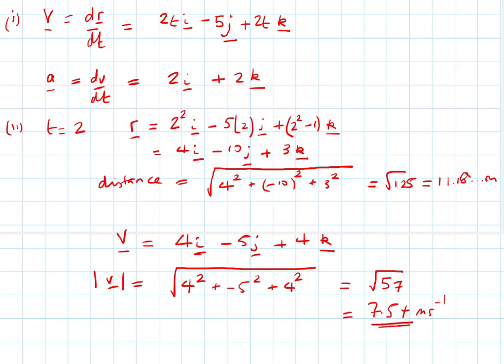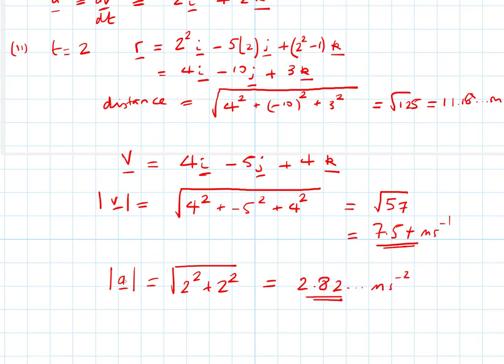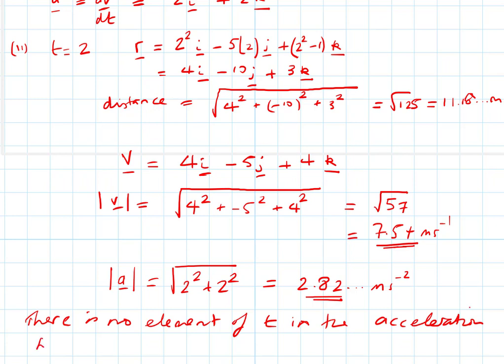You'll notice with regard to the acceleration that it has no component of t in it, therefore it is constant. So we just take the two components, just the i and the k components, and we find the magnitude of that. Had there been t's in it, it would have been variable acceleration, because obviously as t would have come into it, it would have changed the speed. So anyway, that's the first example.